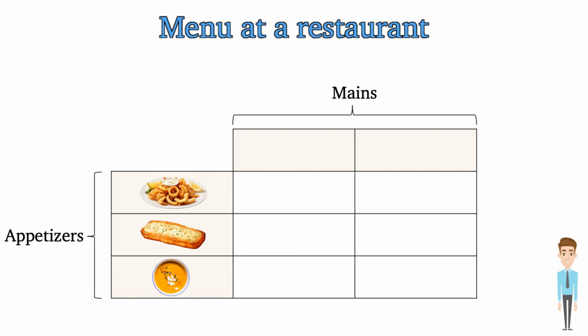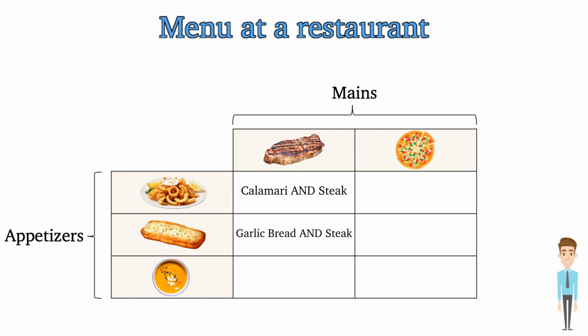The appetizers represent the rows of the two-way table, and the mains represent the columns. Each section at the intersection of the column and row describes a specific combination of appetizer and main course. For example, this section is calamari and steak. This spot is garlic bread and steak. This piece is soup and steak.